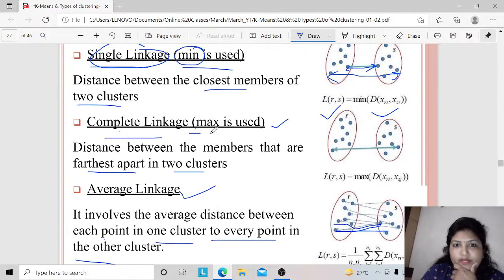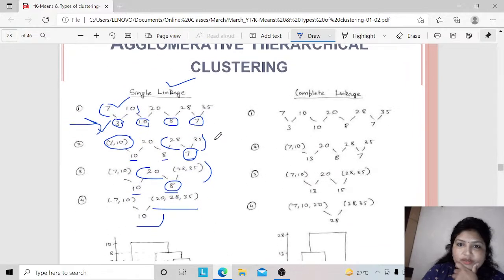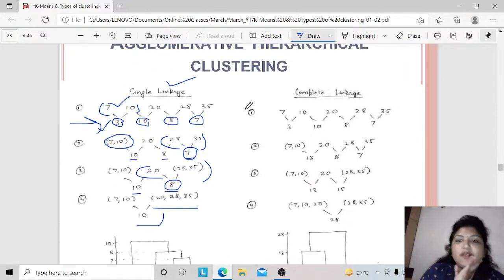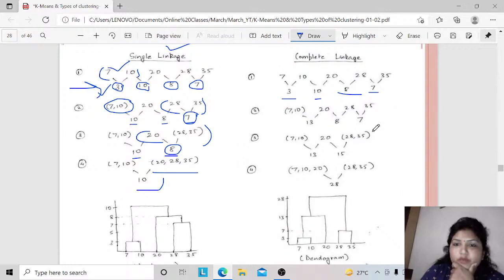Now when we have complete linkage, we find the maximum distance, right? We find the maximum distance. So let us use that part also. Here we would be finding the distances now. So here we will be having 3, 10, 8 and 7, right? This would be the last linkage method. So what we have done, we have taken 7, 10 as one group, and then 20 into another group, because we are combining directly with 10 and 3.